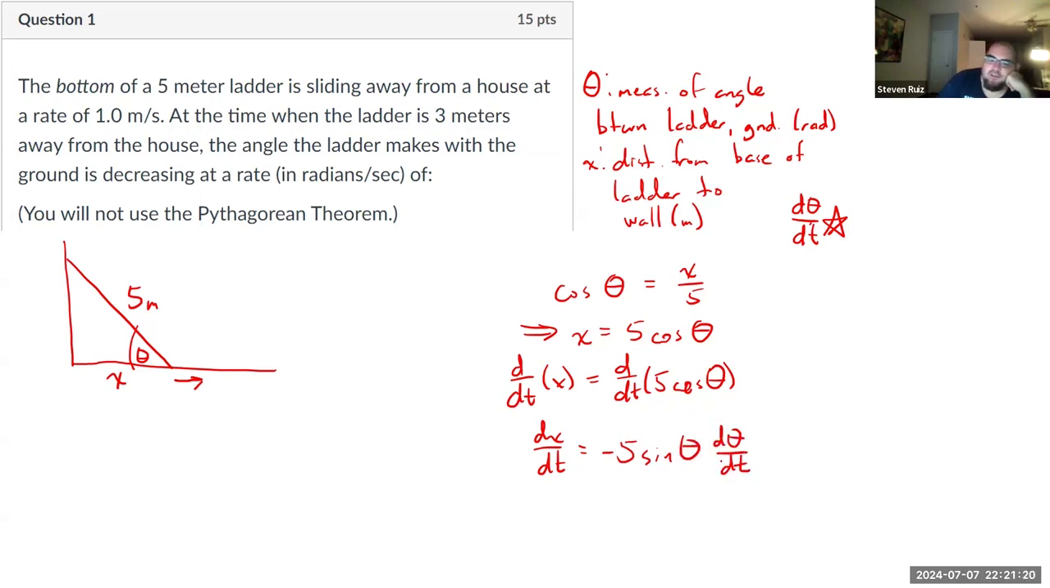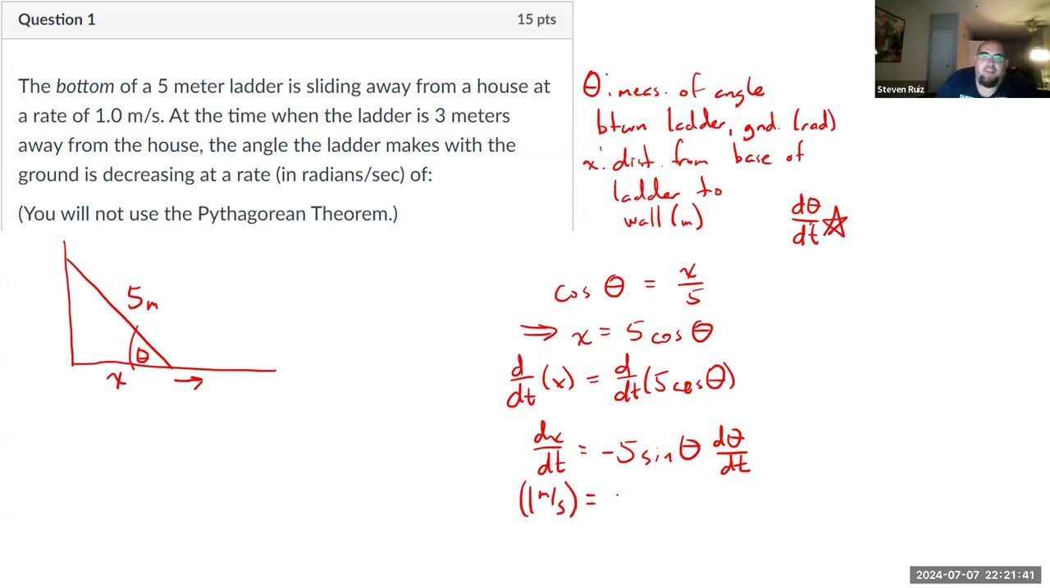All right, so I have the rest of this information. I want d theta dt. So I know dx dt. I'm told that the ladder is sliding away from the house at 1 meter per second. So I'm going to call that positive 1 meter per second, because if it's sliding away from the house, that distance x is getting larger.